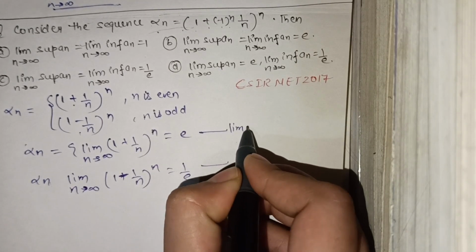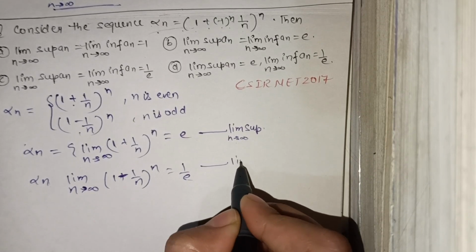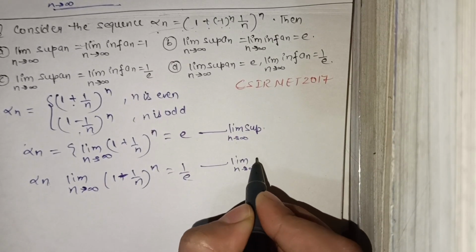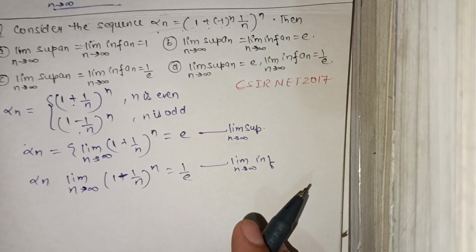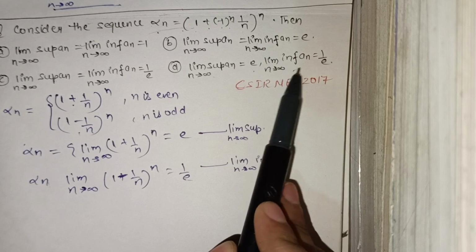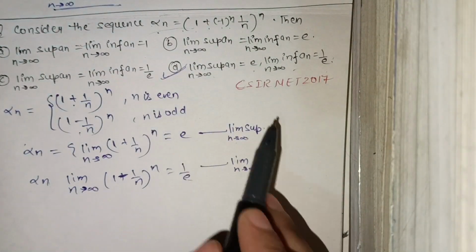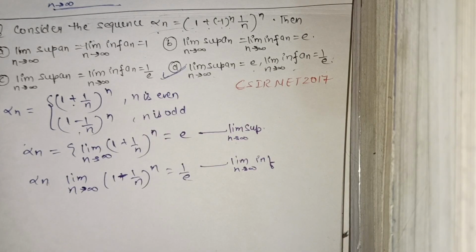It is the limit supremum, and this is the limit infimum. So which option satisfies this? Limit supremum is equal to e and limit infimum is equal to 1 upon e. This is the solution of this question.